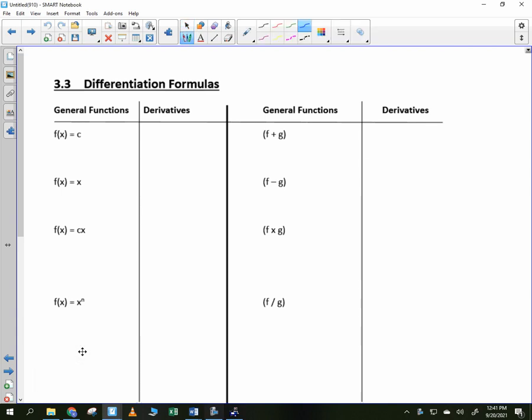All right, I got a feeling that there's something cool that's going to happen today. We have some general functions, and we're going to find their derivatives. So, for example, suppose I have a function f of x is equal to 5. Somebody describe that function for me. F of x is equal to 5. What does that look like?